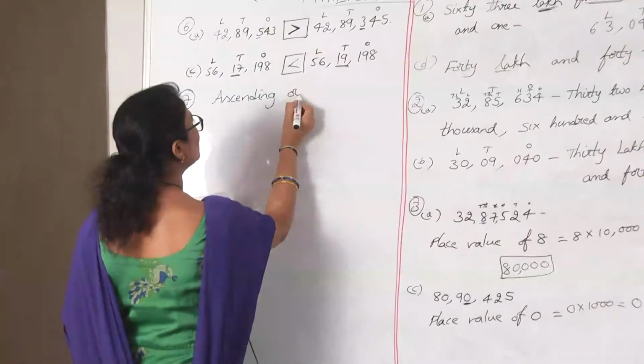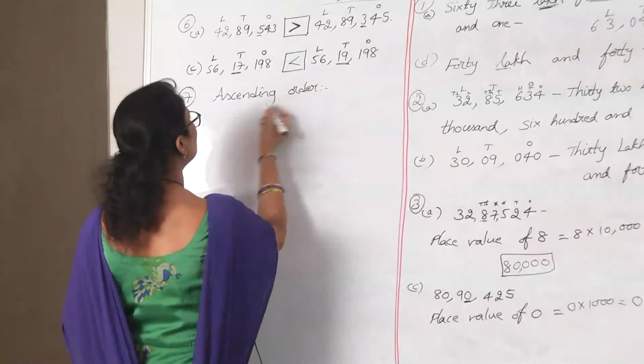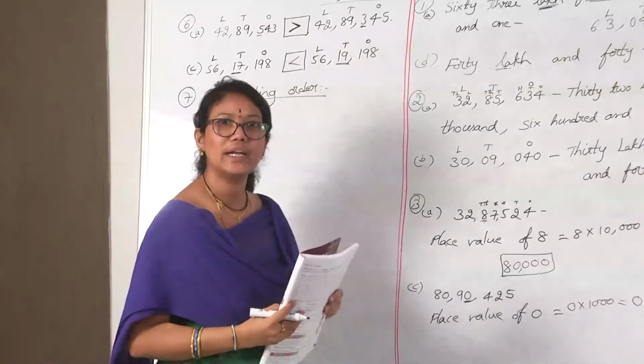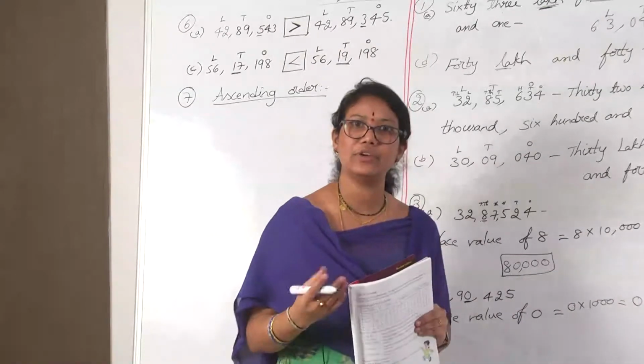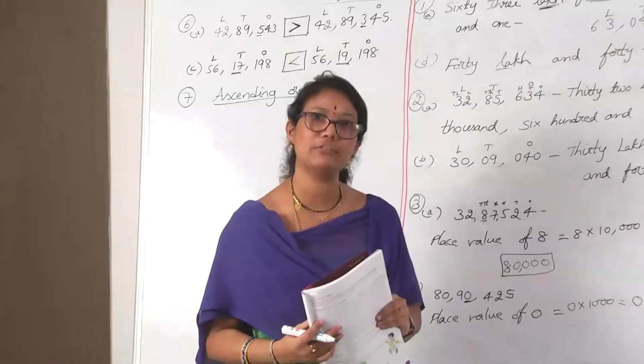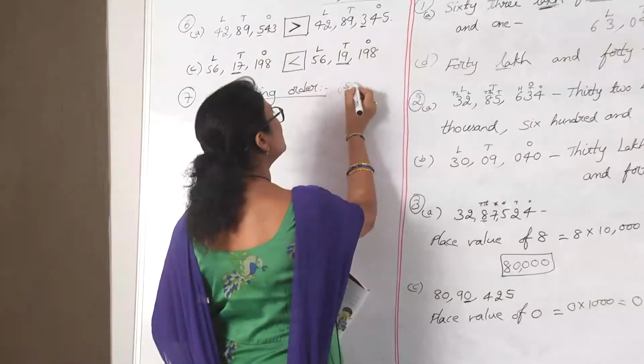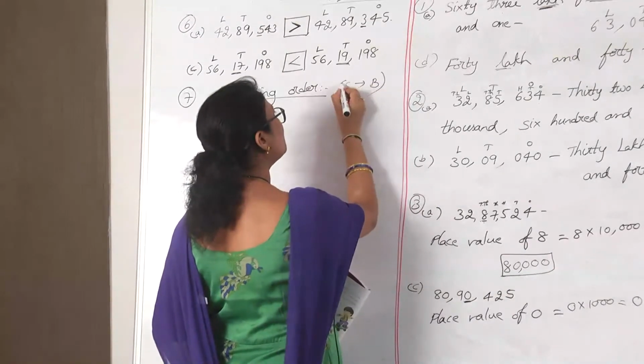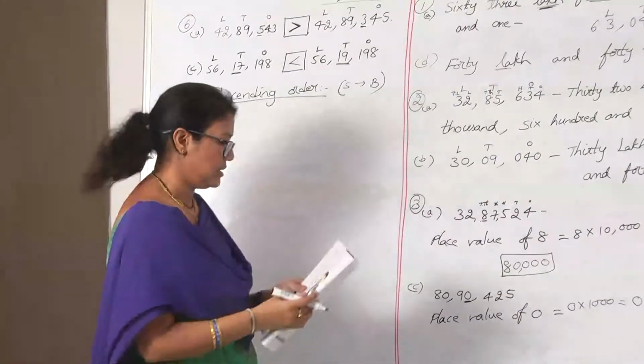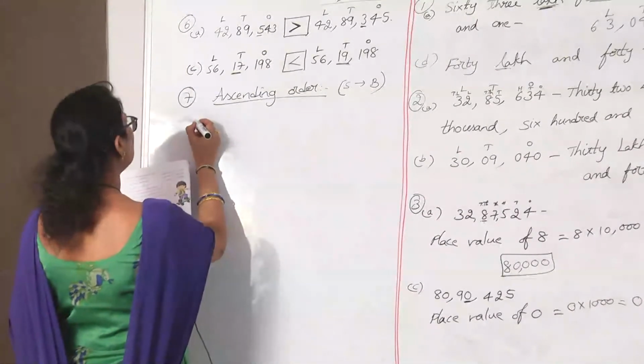Ascending order of the given numbers. Ascending order means we write the numbers starting from the smaller number to the bigger number. So we choose the smallest number among the given set of numbers, right children? Let us see what are the numbers given here. It is A.